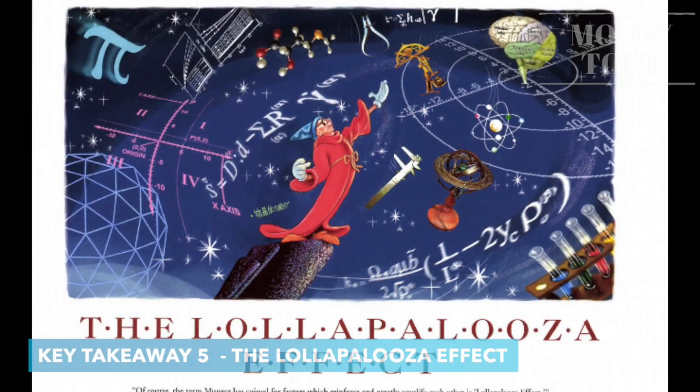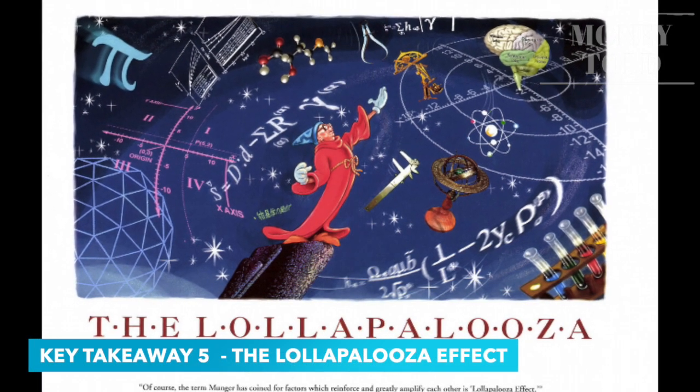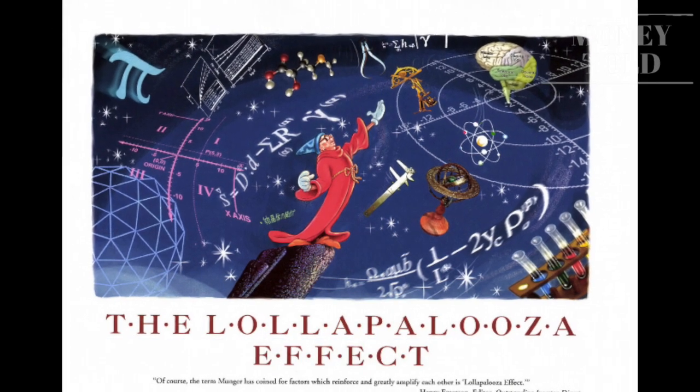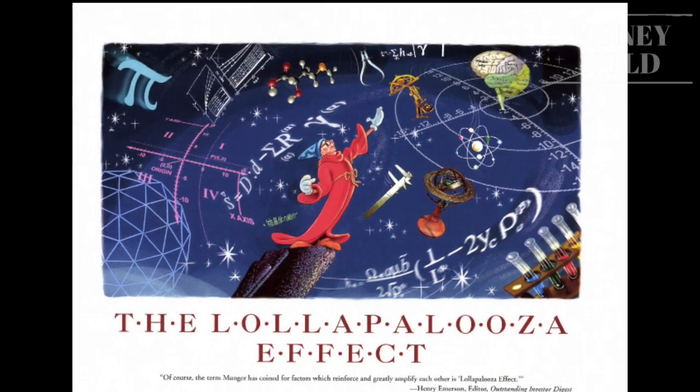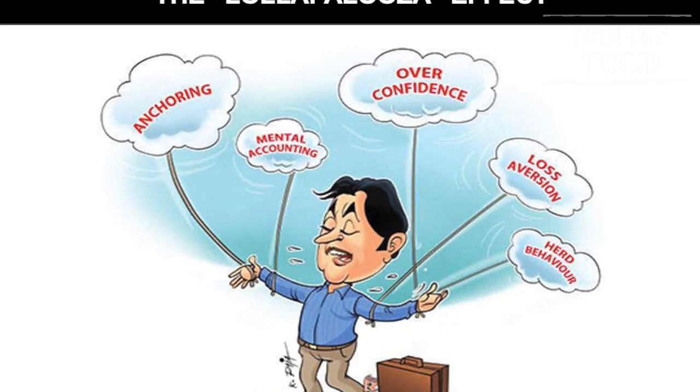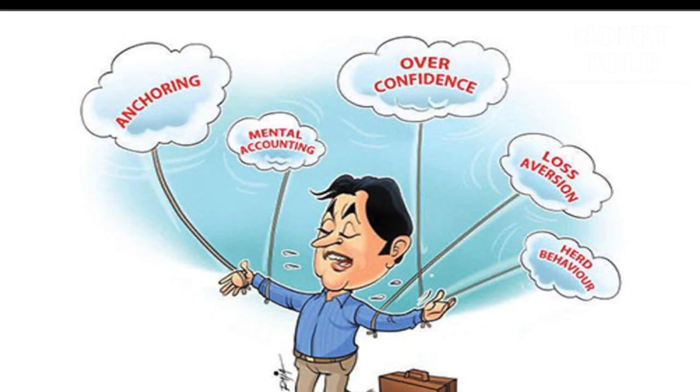Key takeaway 5: The Lollapalooza Effect. Our fifth and final takeaway is the Lollapalooza Effect. This term, coined by Munger, describes situations where multiple cognitive biases or factors combine to create significant outcomes.